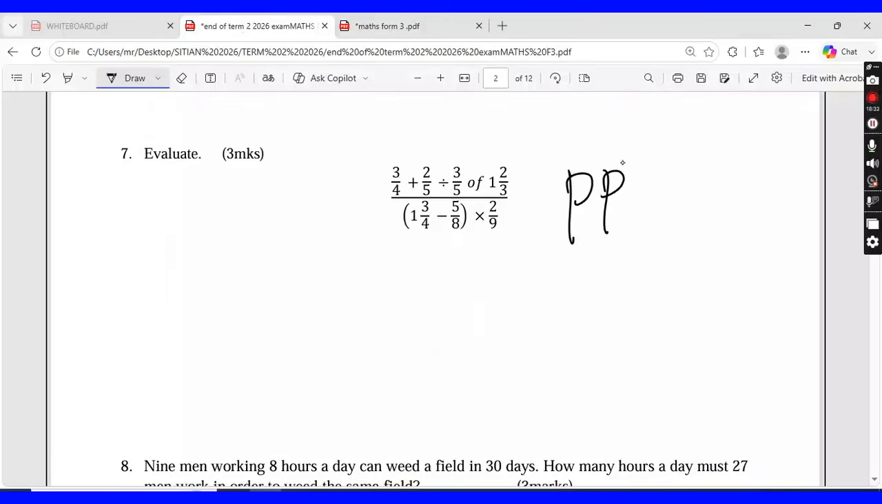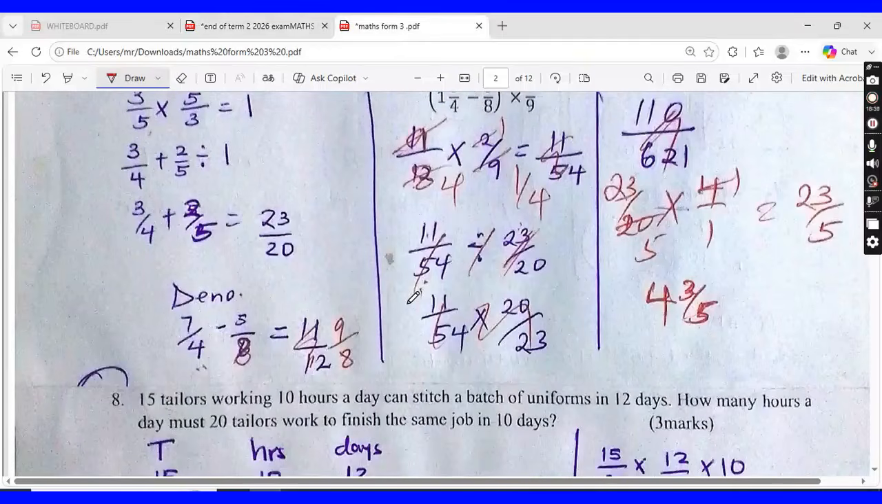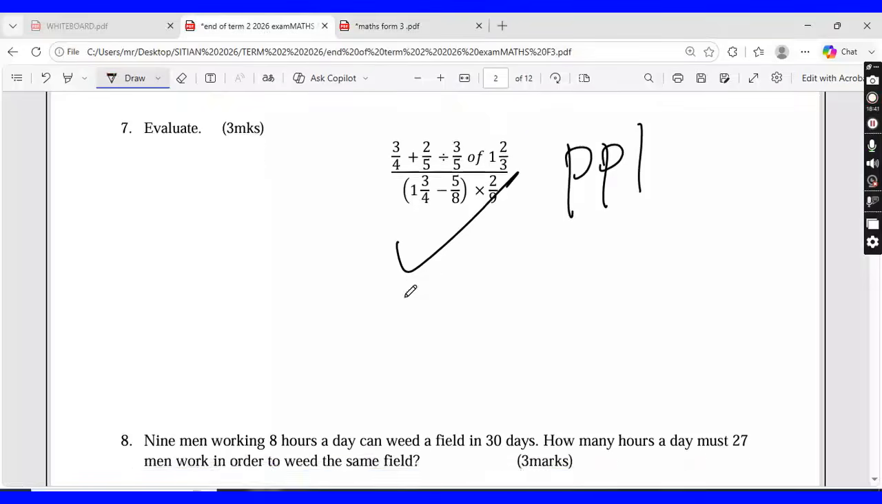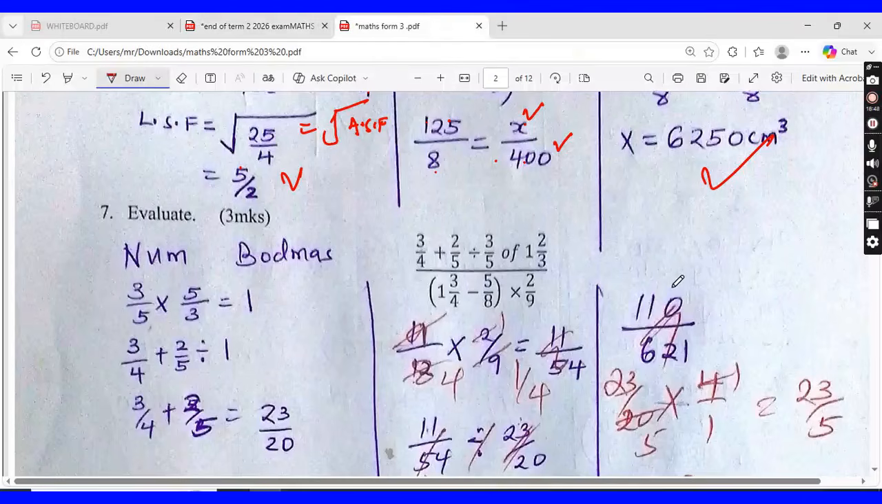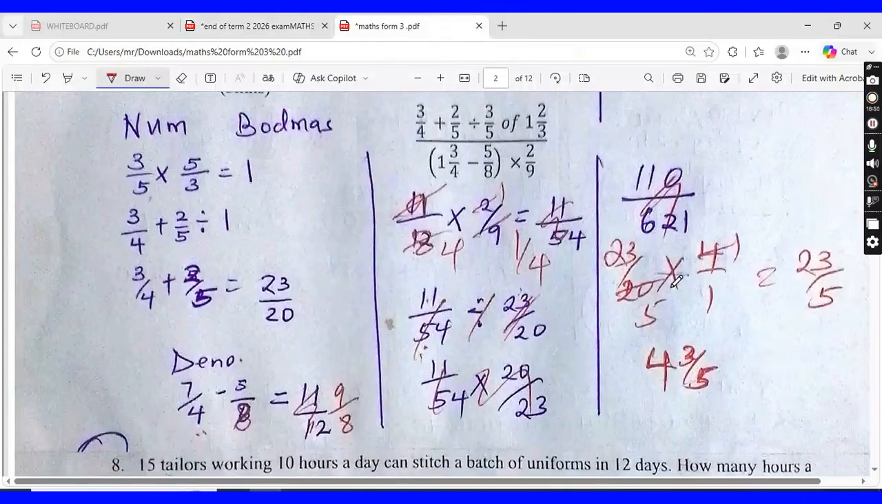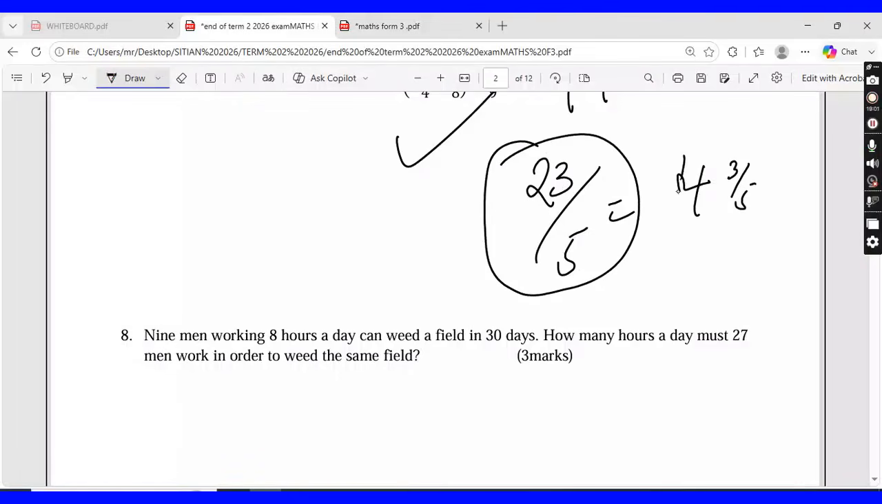So this is paper 1. You can do that and make sure your answer is 23 over 5. So do that and get the answer 23 over 5. Then you simplify, which is 4 3 over 5. Remember, you cannot leave the answer as this one. You need to simplify like that and give it in fraction form.